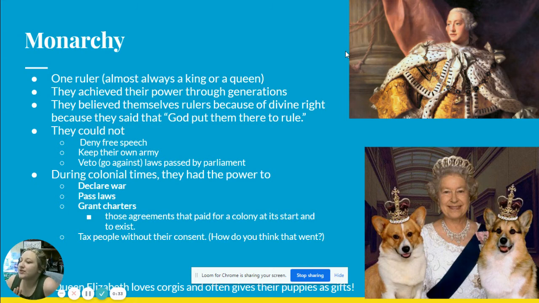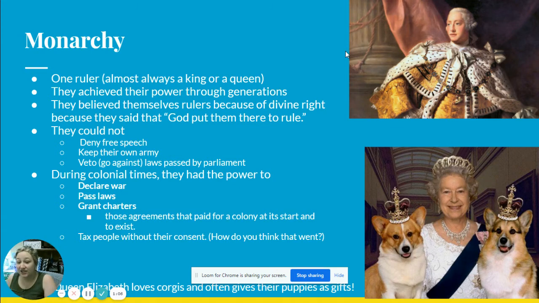Now, what they couldn't do was deny free speech, so they couldn't tell you what you could and couldn't say. They couldn't keep their own army or military. They couldn't veto or go against laws passed by Parliament. So Parliament was this voted on body of government, like an assembly or like Congress today, that made, during this time they moved towards democracy and making it so that people can vote and make their own decisions. So they couldn't go against that.